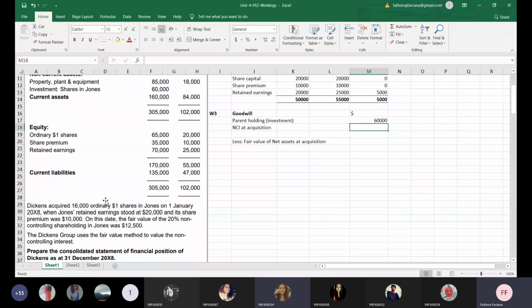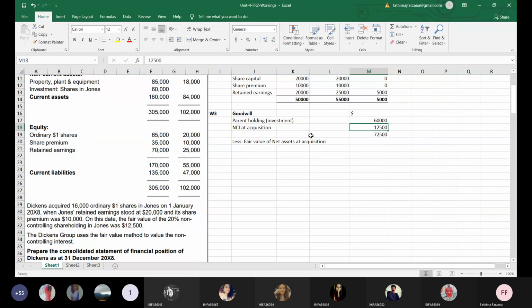On this date, can you see this paragraph here? Third line. On this date, the fair value of the 20% of non-controlling interest. That is 20% because 80% is held by Dickens, means obviously 20% will be held by non-controlling interest. So the fair value of the 20% non-controlling shareholding in Jones was 12,500. So parent's investment is 60,000, and other than parent, whoever third party, their investment is 12,500. So this is the worth of the company. Okay, 72,500.